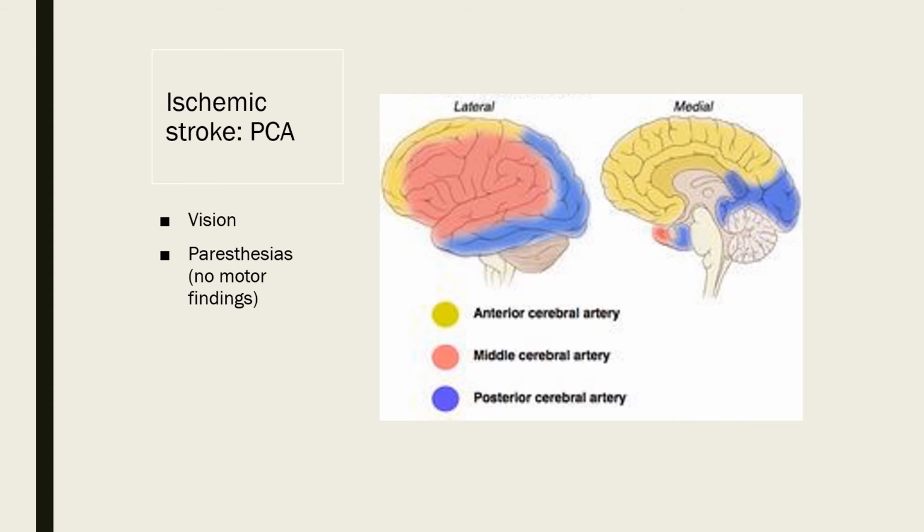And then there's posterior cerebral artery strokes. These primarily affect the occipital lobe, which is primarily responsible for vision and sensation. Typically, you'll see visual field defects. You'll also have color anomia, where the patient can distinguish between colors, but they can't identify them by name or name the color of an object. They'll also have paresthesias without any motor findings.